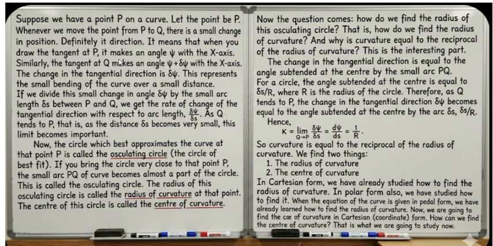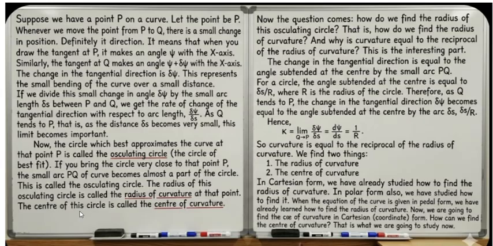reciprocal of the radius of curvature, because the change in the tangential direction, delta psi, is equal to the angle subtended at the center of this circle by this small length between P and Q. That is called the osculating circle. The circle which approximates the curve at that point is called the osculating circle, and the small arc becomes almost part of the circle. The radius of the osculating circle is the radius of curvature at that point.